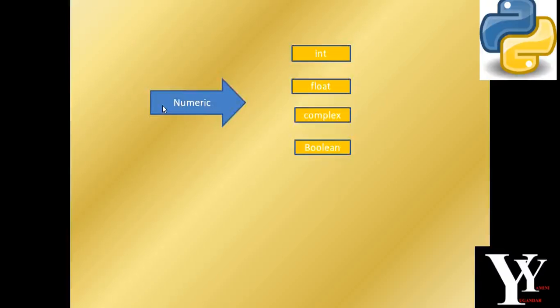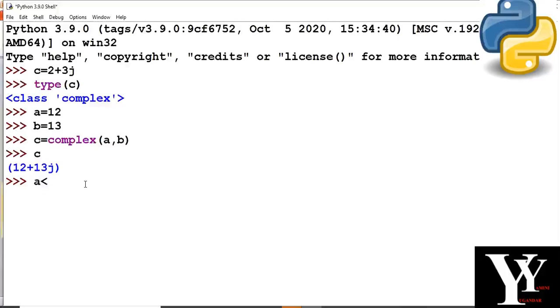Okay, let's check now. I am just printing A less than B. So it is true. A value is less than B, obviously it is true. And if you want to know the type, you can see it is of type boolean. Okay, so this is about numeric data type in Python.